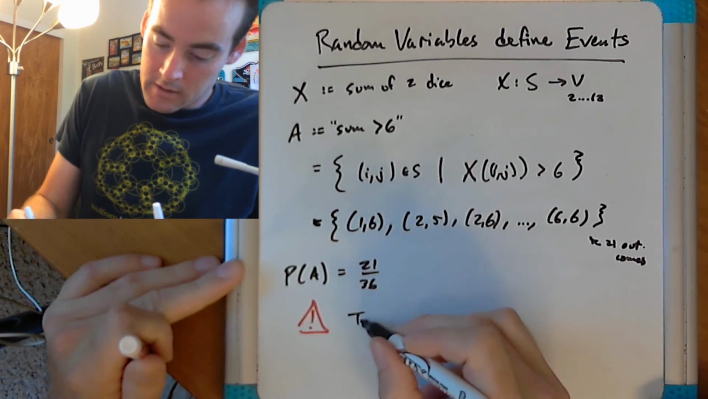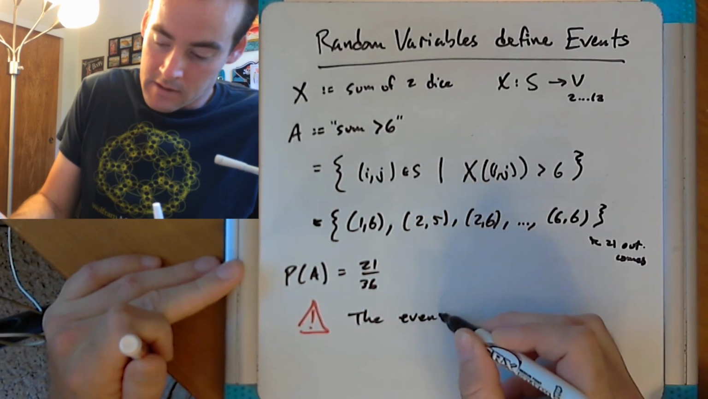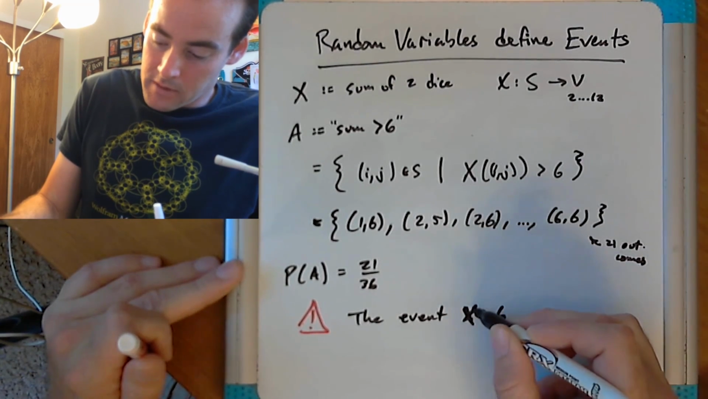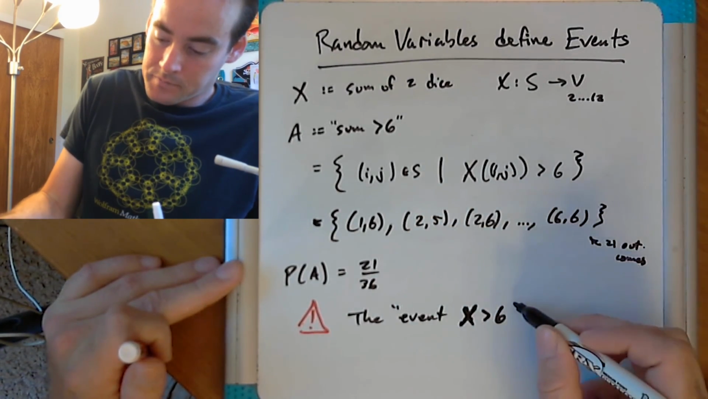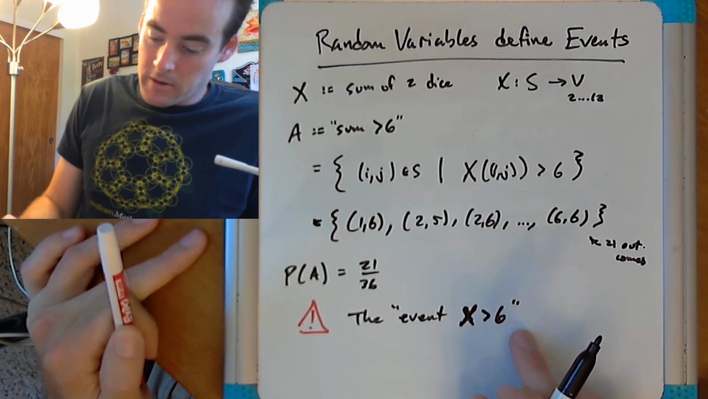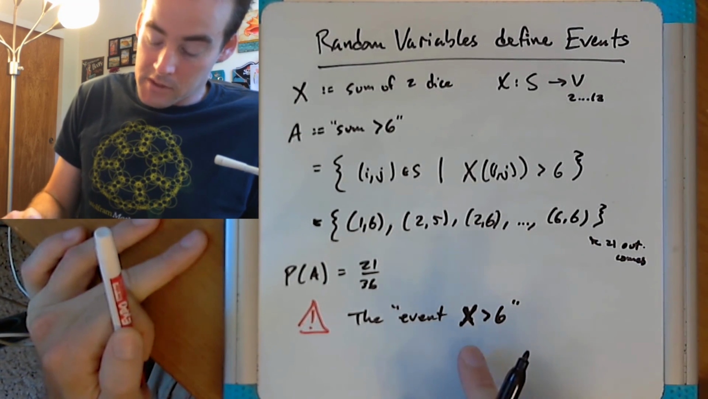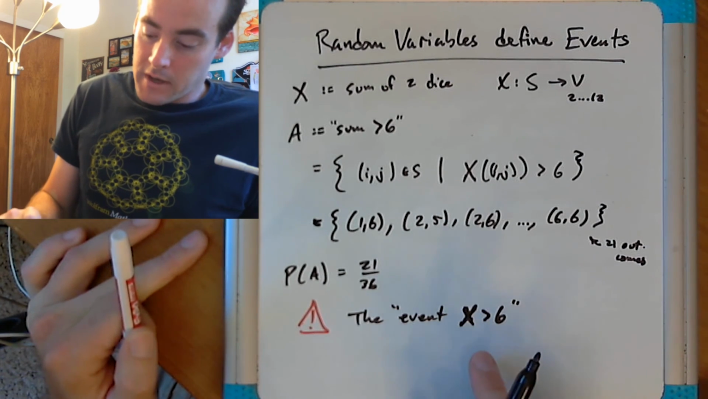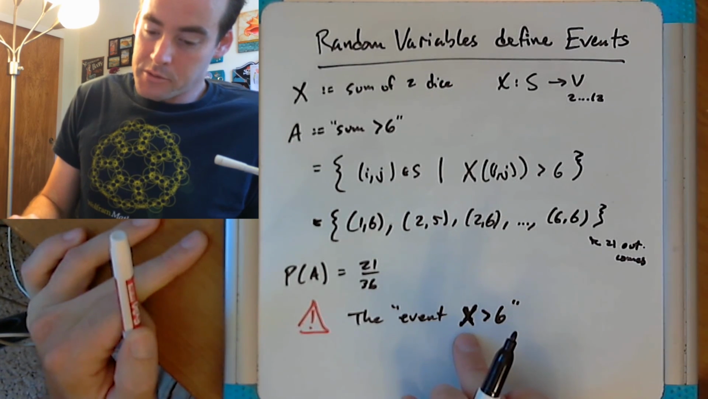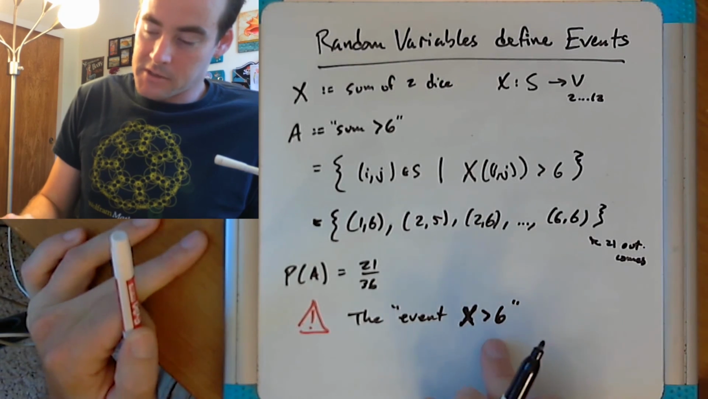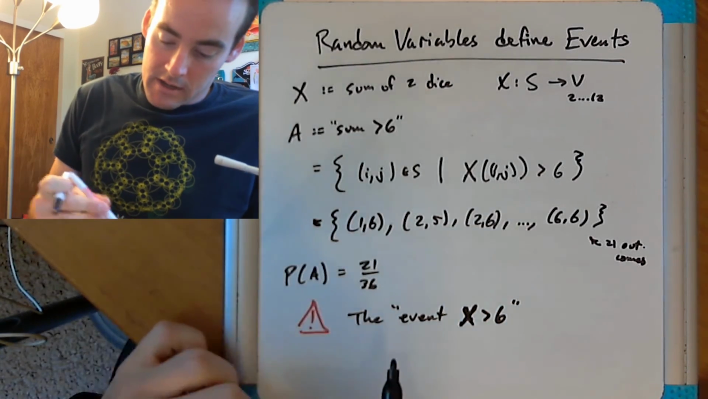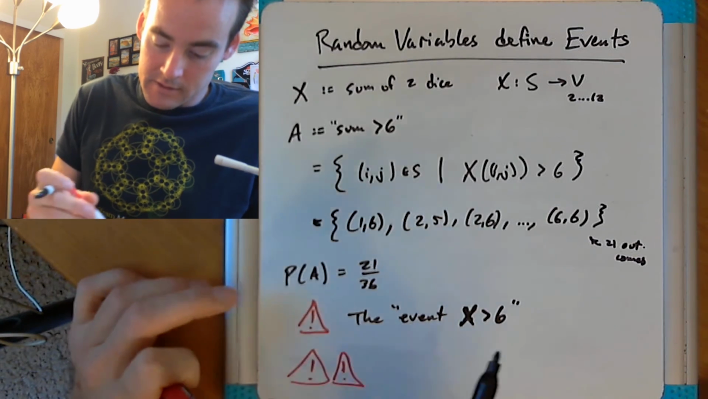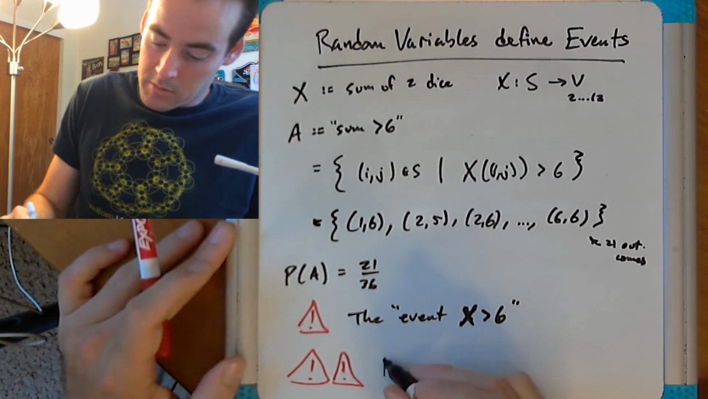People write the event X is greater than 6. They write this as shorthand for the event, the subset of the sample space, for which all of those outcomes mapped through X produce a number that is greater than 6, that satisfies this Boolean condition. And even worse, I'll write two of these little warning signs. People write this.